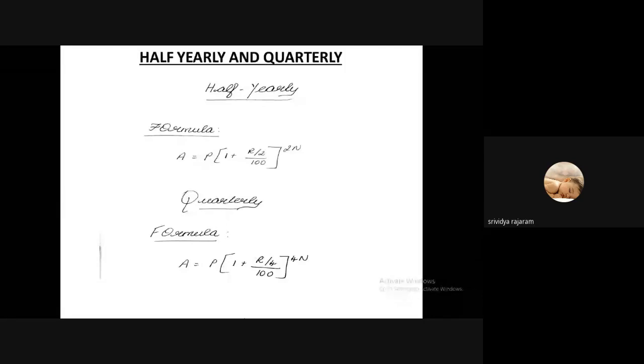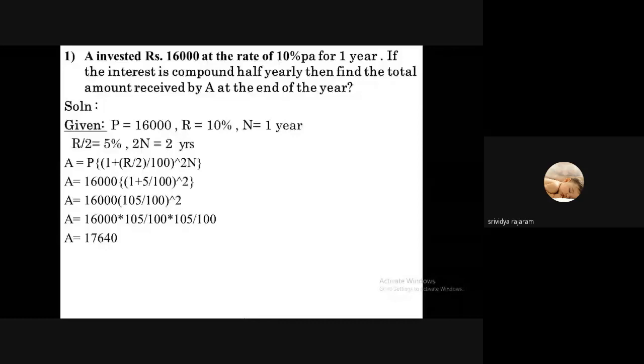Okay. Let us proceed. Let us see the problem so that you may come to an understanding how to apply these formulas. So see the first question. A invested rupees 16,000 at the rate of 10% per annum for 1 year. If the interest is compounded half yearly, as I said earlier, they will be mentioning as half yearly or quarterly to calculate it. Unless they are mentioning it, you have to use the basic formula which I have said first. Since they are mentioning here that the interest is compounded half yearly, we are going to use the half yearly formula. Then find the total amount received by A at the end of the year.